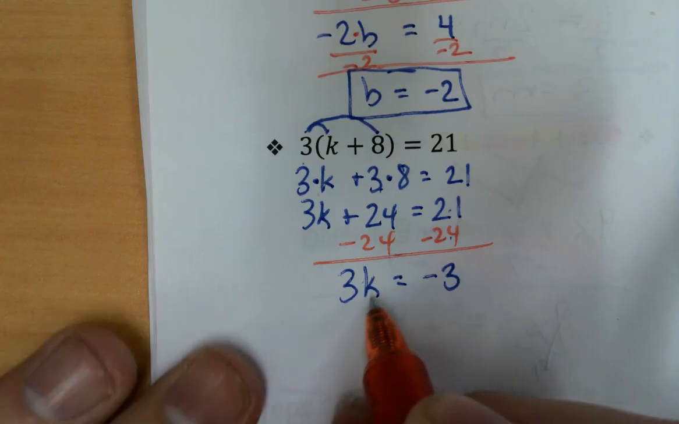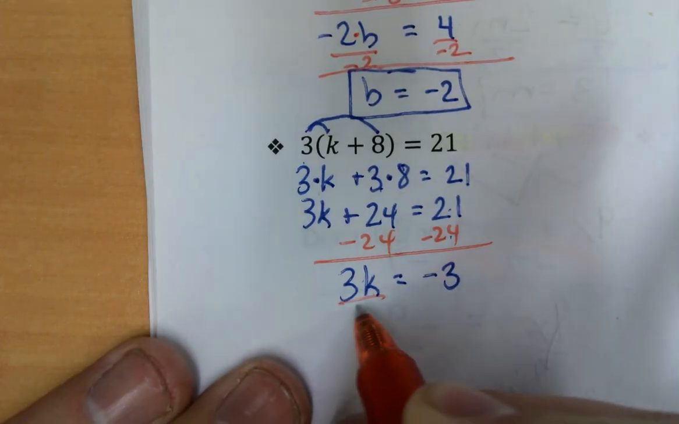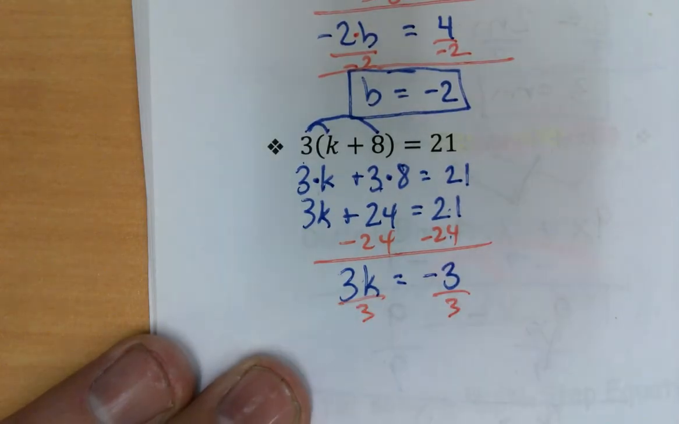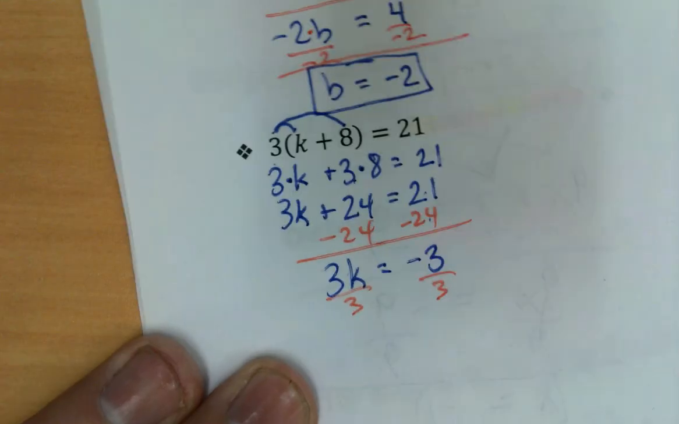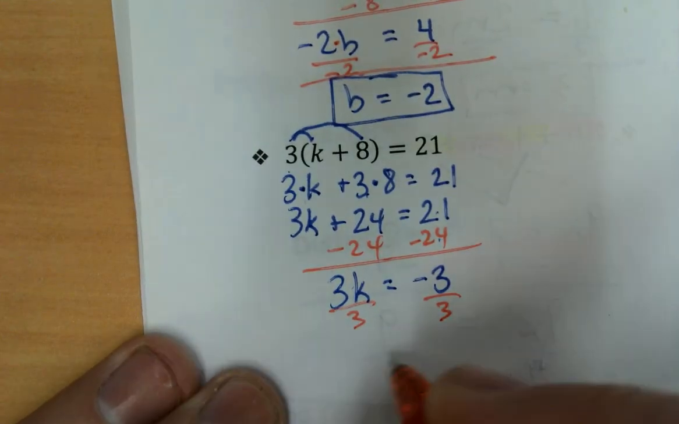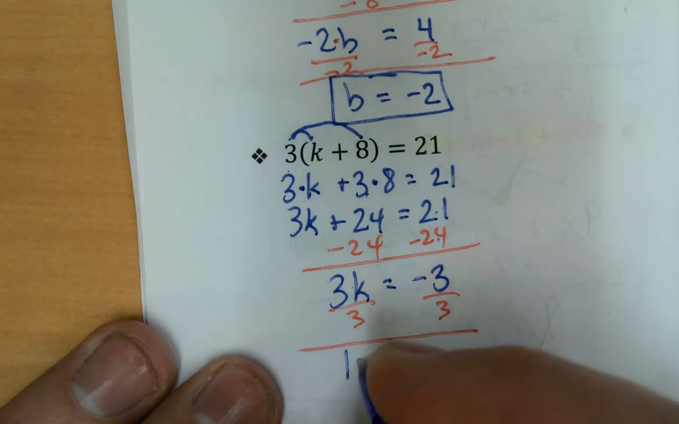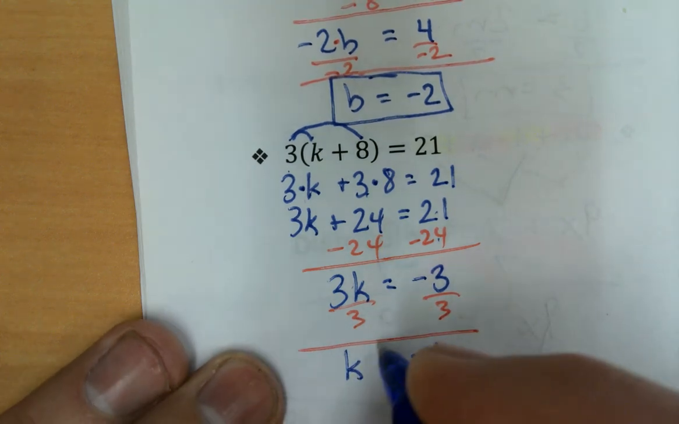Now to finish, we got to get the k by itself. We got to get rid of this 3. So we're going to divide by 3 on both sides. And that's going to give me 1k, or k equal to negative 1.